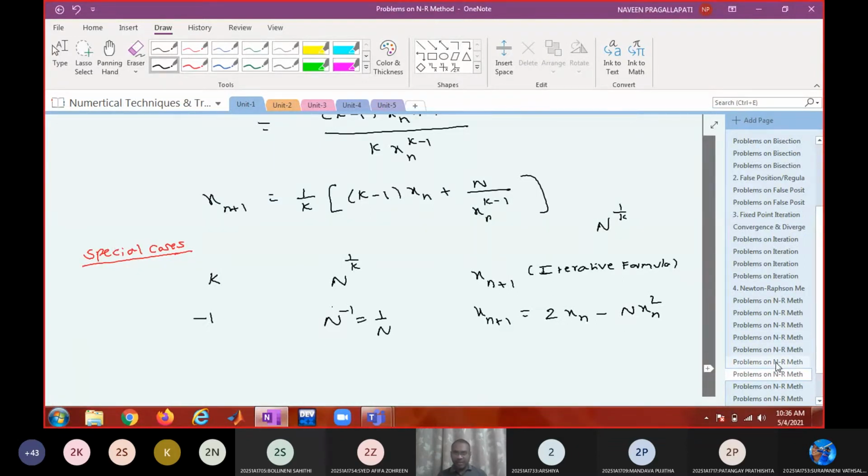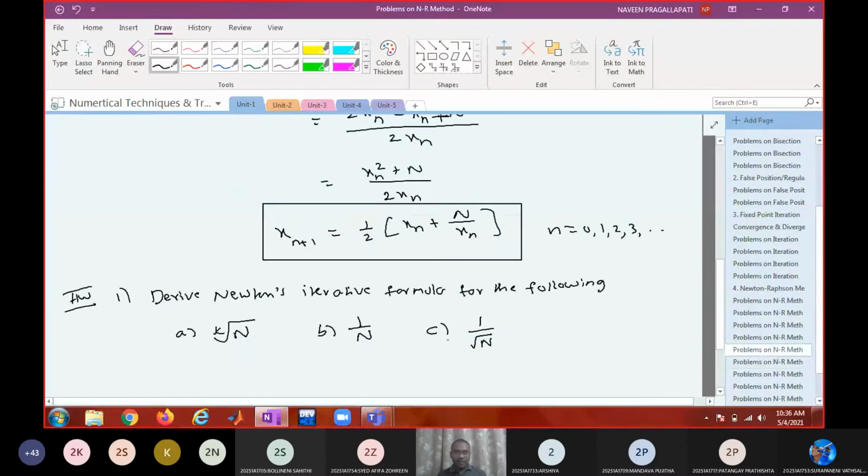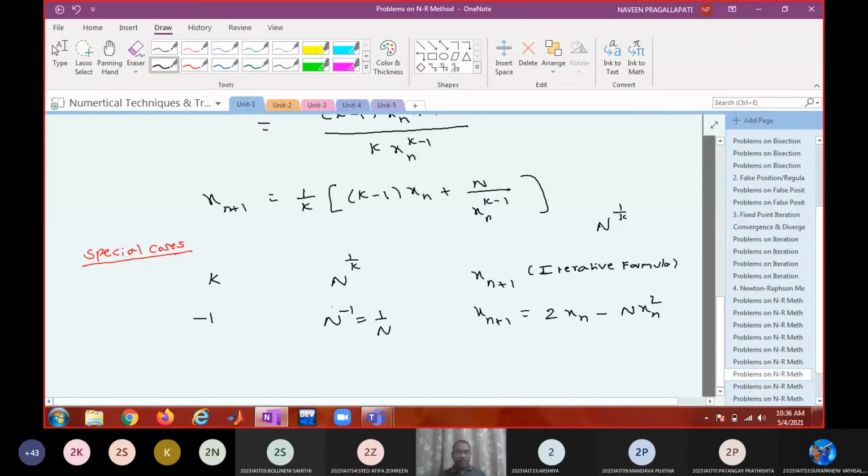Similarly, what is the next one? Nth root of k. After nth root of k, you are asked to find out k power n power minus 1 by 2. So substitute minus 1 by 2. n power minus 1 by 2. Okay, so that is 1 by root n. So what will be the simplification?